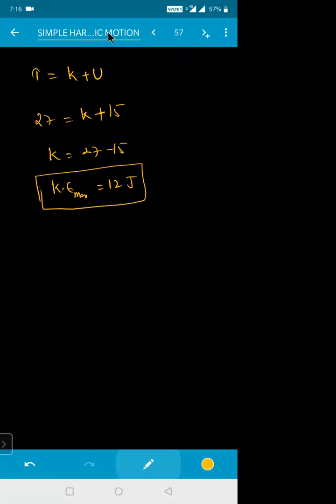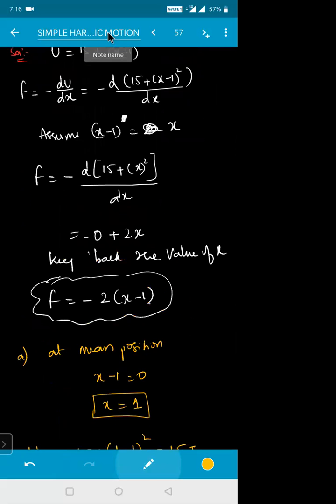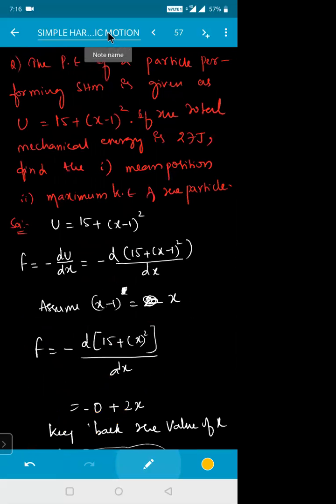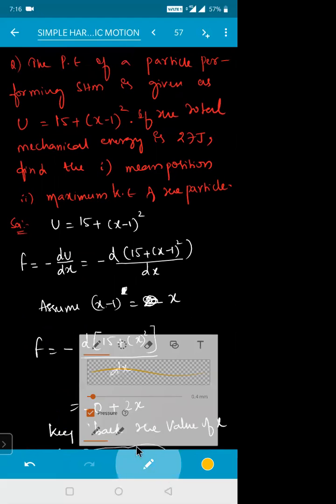So that is the way. See it once again. If you are having any doubt, please let me know. See the question once again, and see the calculation part. If you are having any doubt, please let me know.